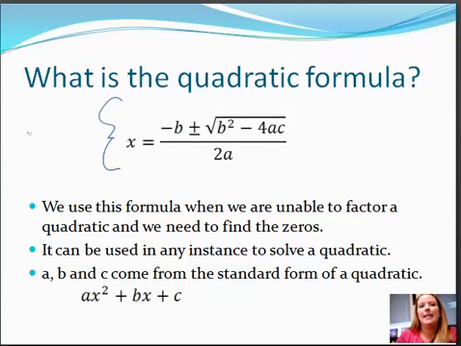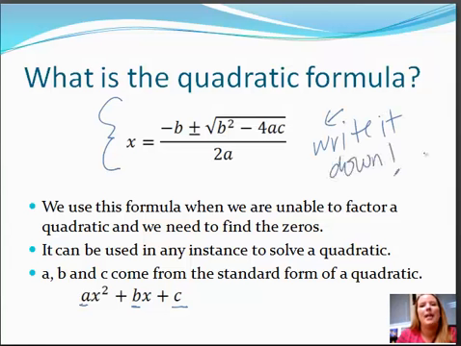Alright, A, B, and C come from our standard form, A, B, and C. And we just use the numbers, the coefficients, to plug into this formula. So it goes x equals negative b plus or minus the square root of b squared minus 4ac all divided by 2a. Okay? So you need to write this down.